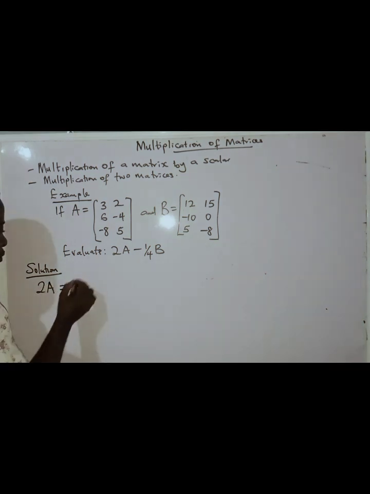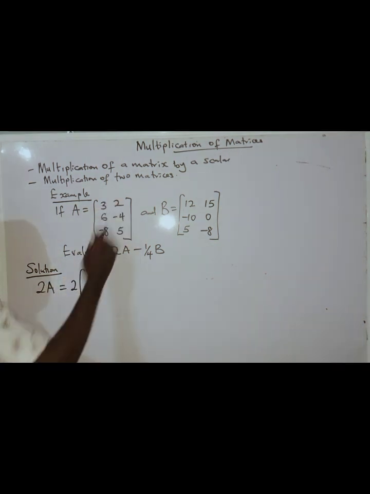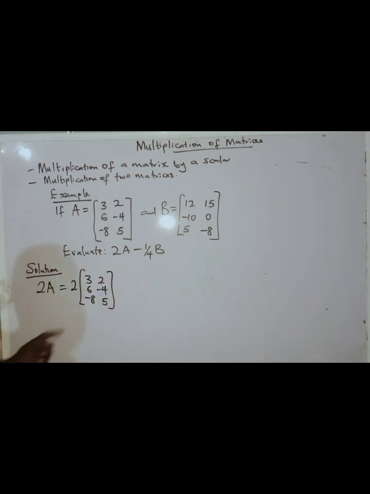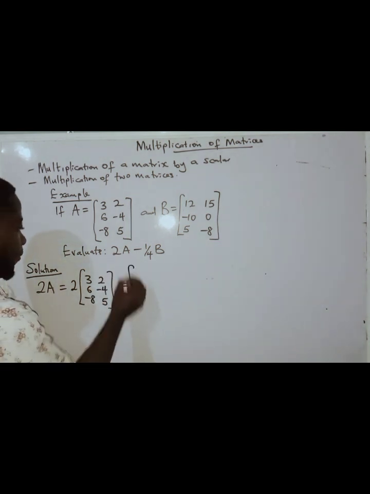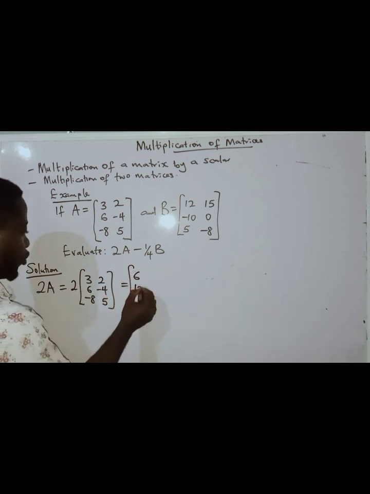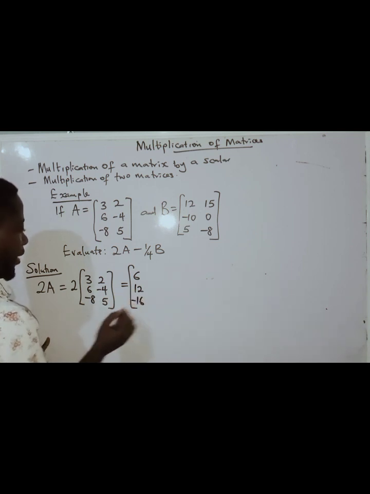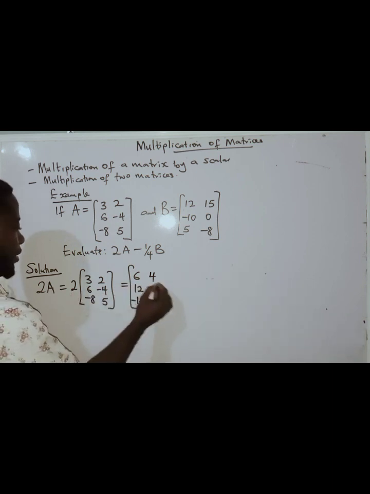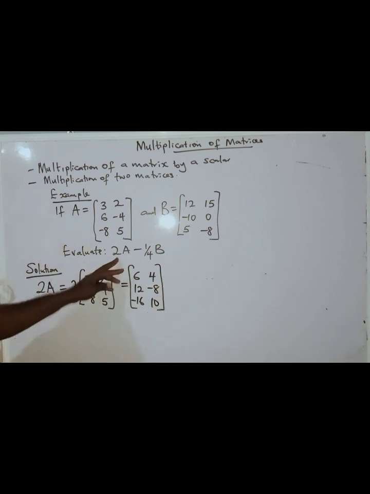That simply means 2 multiplied by all the elements of A. 3, 6, minus 8, and we have 2, minus 4, 5. So this is going to give me 2 times 3 is 6, 2 times 6 is 12, 2 times minus 8 is minus 16. And the next row, 2 times 2 is 4, 2 times minus 4 is minus 8, and 2 times 5 is 10. So this is the value for 2A.